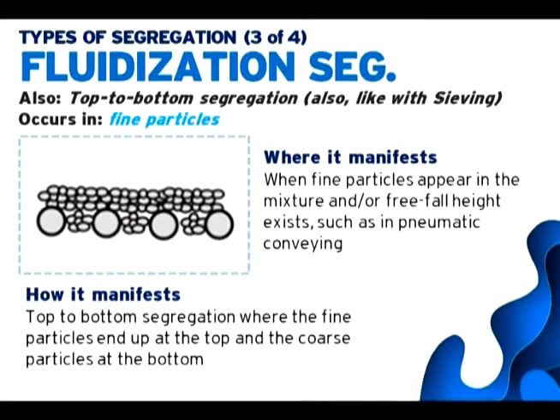This is also a type of top-to-bottom segregation, much like sieving segregation. This occurs in fine particles. It manifests when fine particles appear in the mixture and/or free-fall height exists, such as in pneumatic conveying. This type of top-to-bottom segregation occurs where the fine particles end up at the top and the coarse particles at the bottom, which is the reverse of sieving segregation.